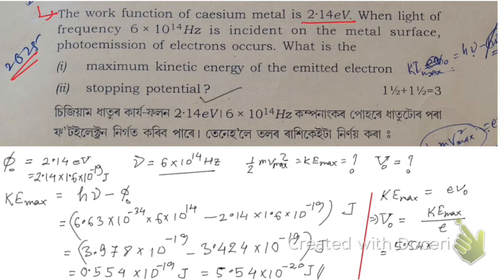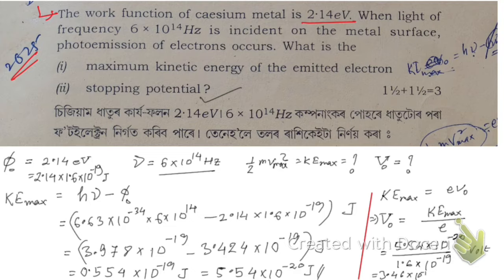Okay, so that's gonna be 5.54 into 10 to the power minus 20 divided by 1.6 into 10 to the power minus 19, so that's going to be volt, right? That's going to be volt. And if we calculate this, then it should give us approximately 3.46 into 10 to the power minus 1.